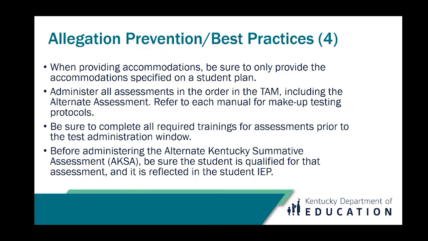Some allegation prevention tips surrounding inclusion of special populations include providing the accommodations specified on a student plan. This includes enabling any necessary technology, checking for calculators if permitted, and being sure not to provide unspecified accommodations for students who do not have them marked on a plan. Additionally, make sure all assessments are administered in order. If a makeup session is required, consult the TAM for that assessment or contact KDE for guidance.